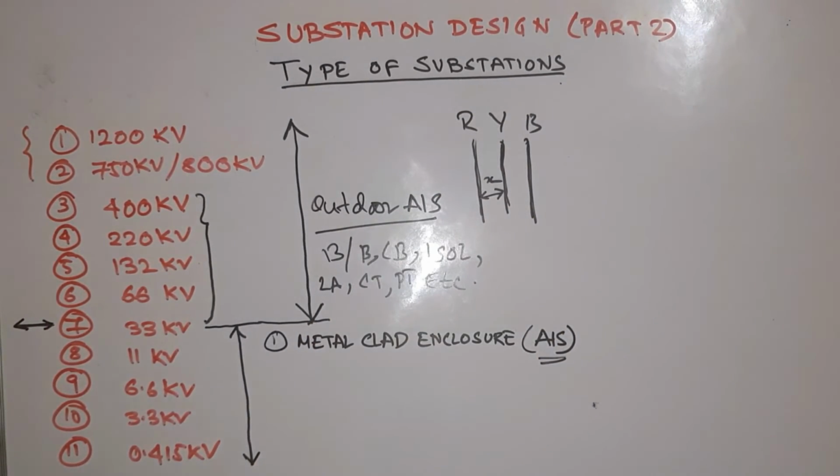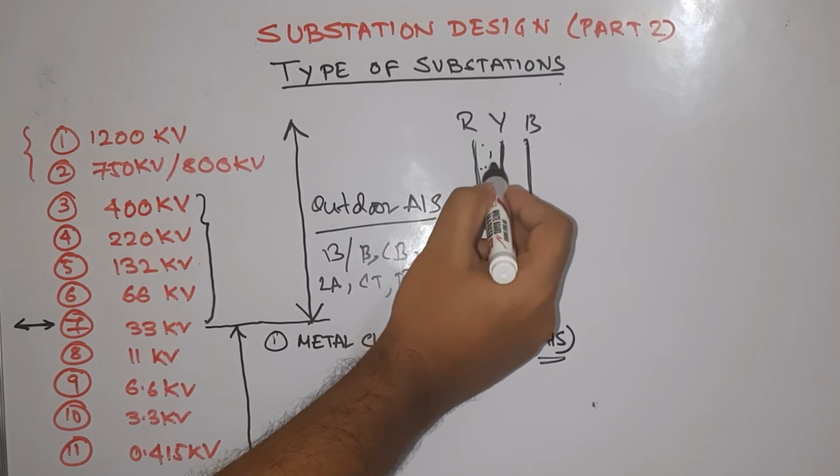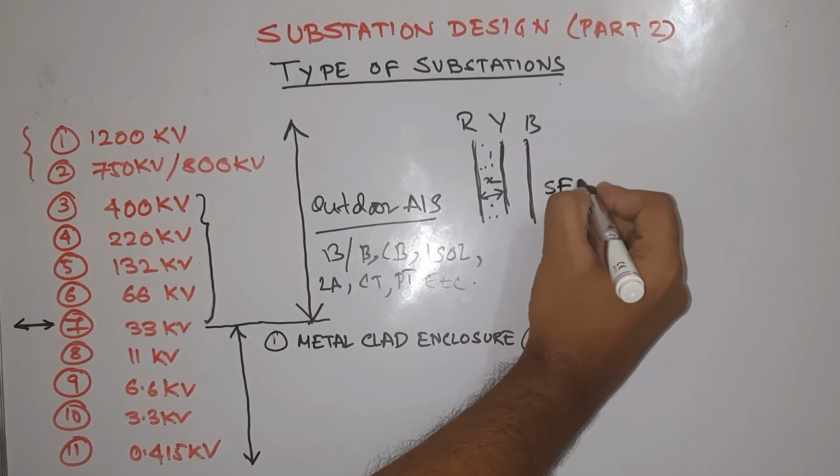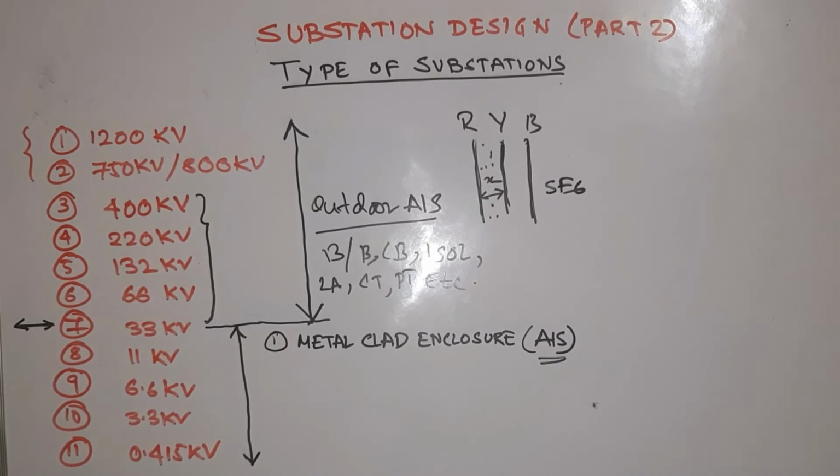what we have to do? We have to make the insulation higher. That means we have to use some material which has a much higher insulation than our normal air. So what is this? This is SF6 gas. SF6 gas has a higher insulation.